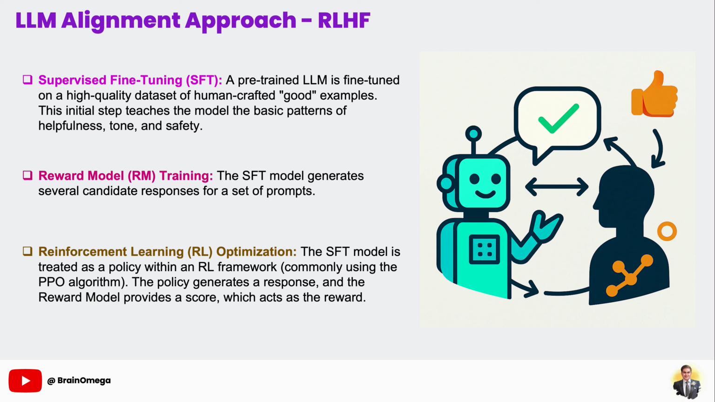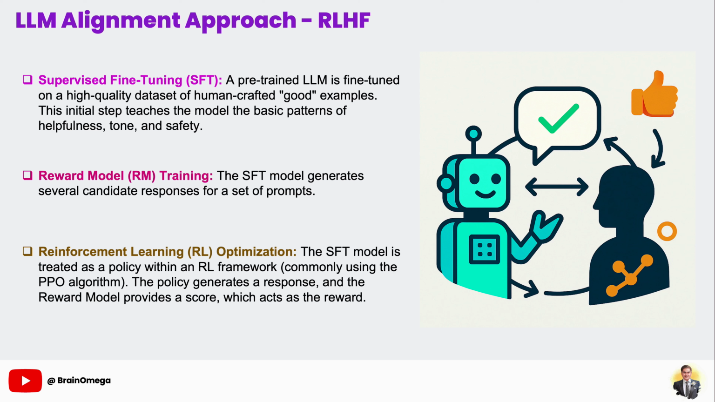Step 2 is about building a judge. This is where we train the reward model. We take our model from the first step and have it generate several different responses to a variety of prompts. Then, human reviewers look at these responses and rank them from best to worst. This data, this collection of human preferences, is then used to train a completely separate model. The sole purpose of this reward model is to learn to predict which kinds of answers humans will prefer. It becomes an automated judge of quality.